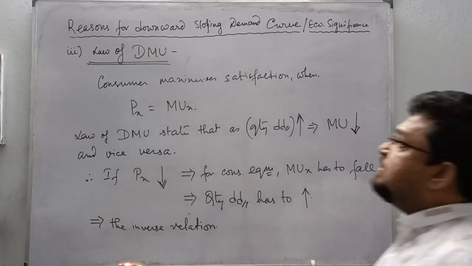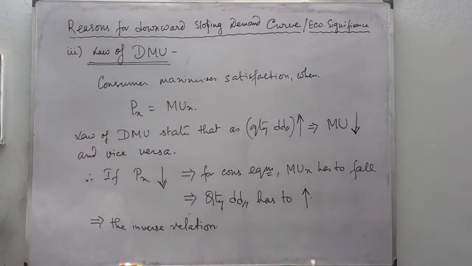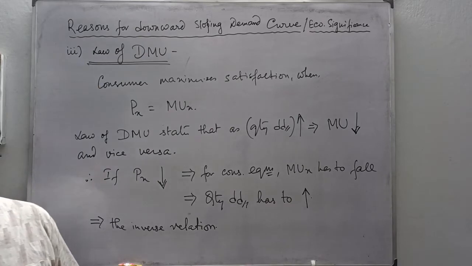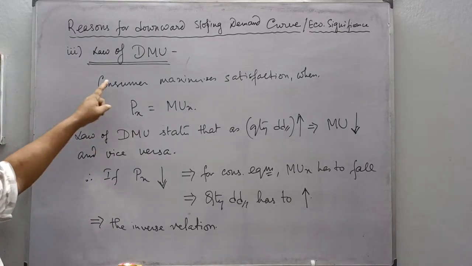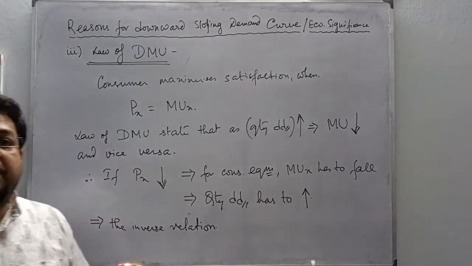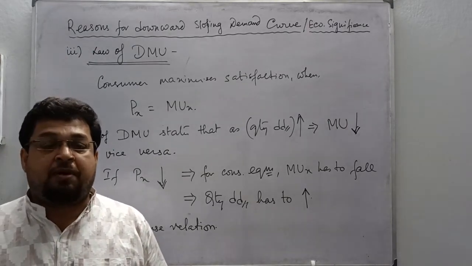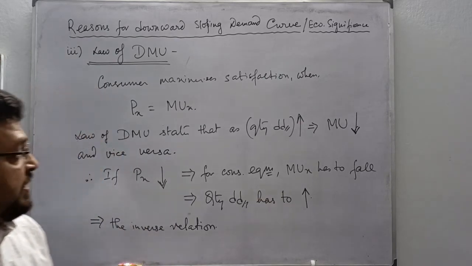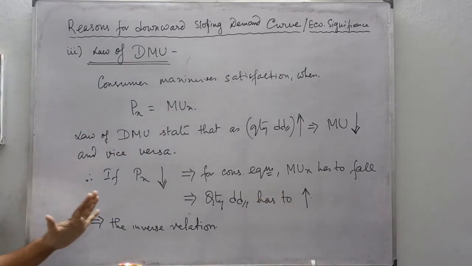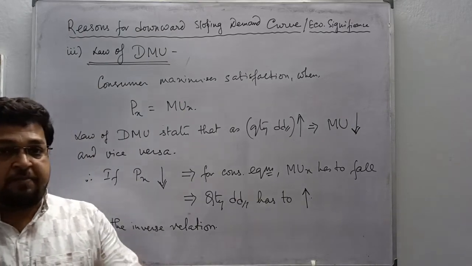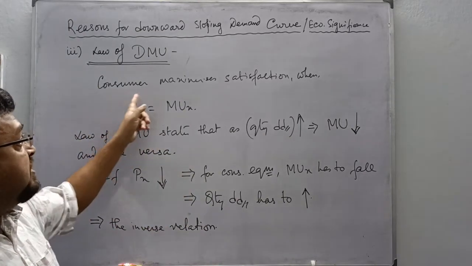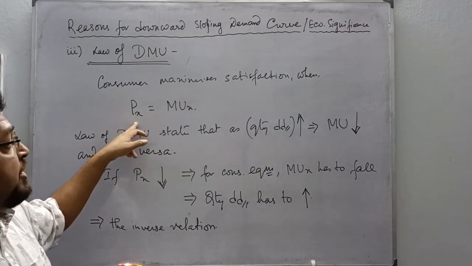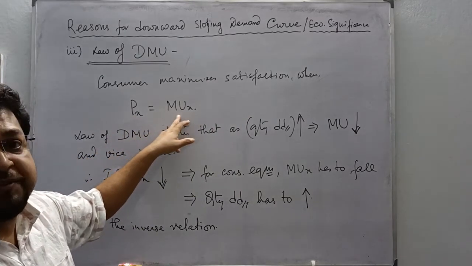The next reason that can be accounted for the downward sloping demand curve, or the inverse relation between price and quantity demanded, is the law of DMU. DMU means diminishing marginal utility. As we will see in the next chapter, please take a note of it: consumer's satisfaction is maximized when the price of the commodity is equal to the marginal utility of the commodity.